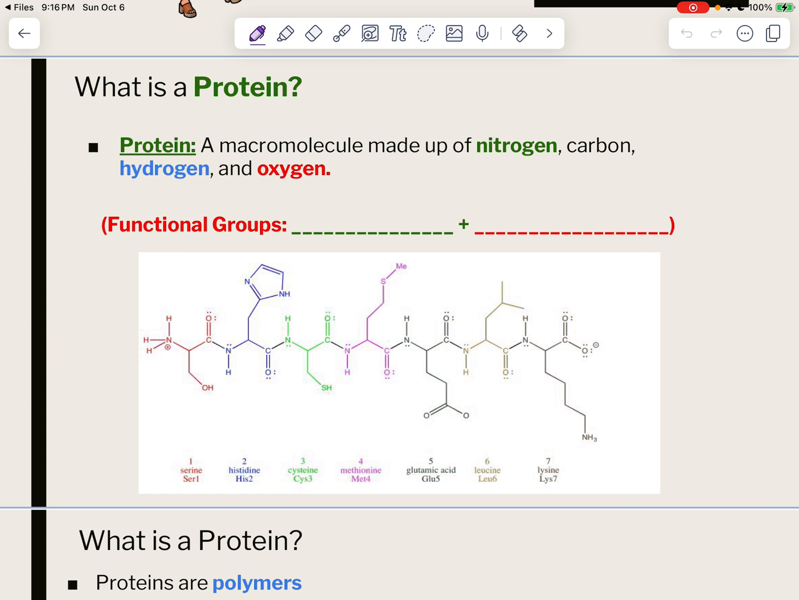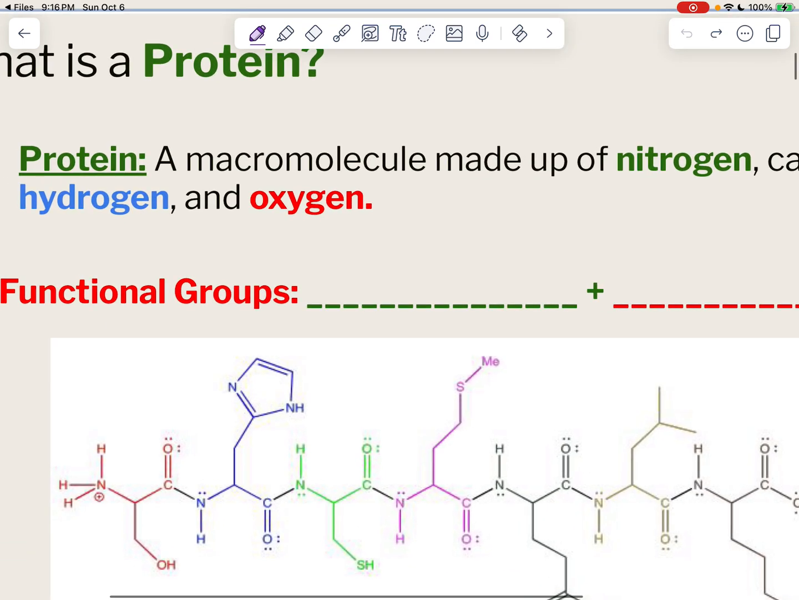So hopefully you were able to find some nitrogens. Here, here, and here, every time along the chain. The one that's up here is actually going to be part of its functional group, or the R group, excuse me. So the nitrogens here are all going to be playing a role, and we call that the amino group.